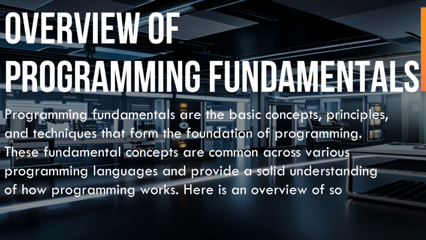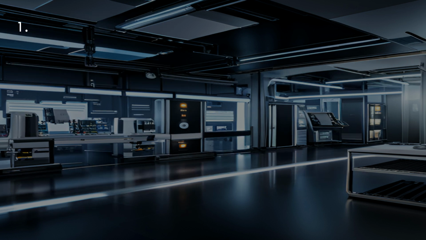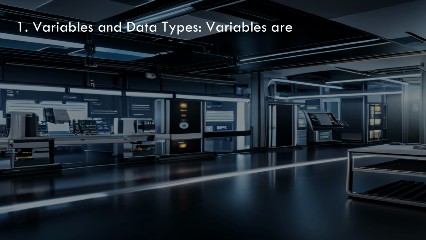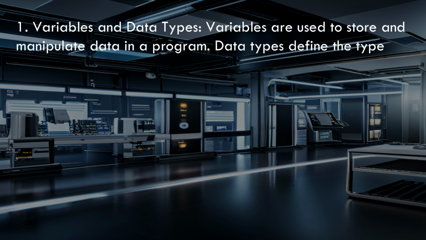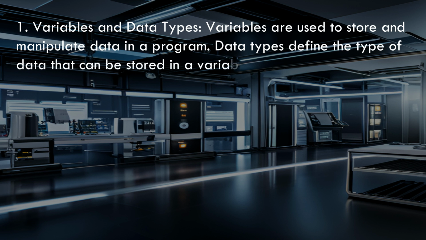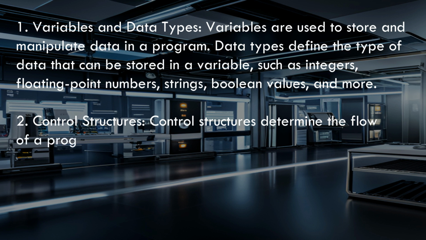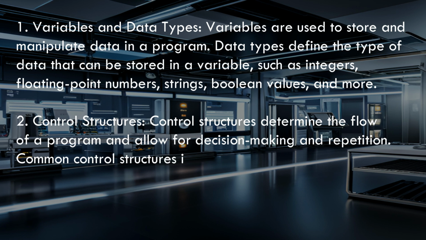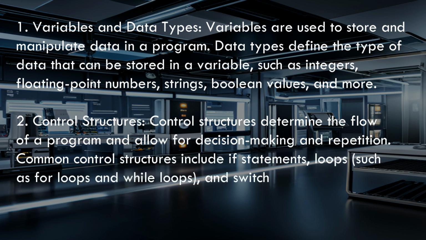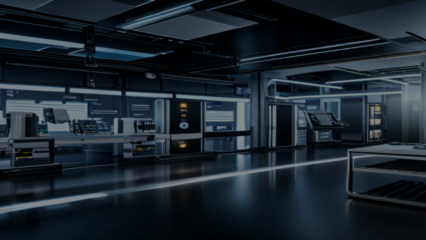Here is an overview of some key programming fundamentals. 1. Variables and data types. Variables are used to store and manipulate data in a program. Data types define the type of data that can be stored in a variable, such as integers, floating point numbers, strings, Boolean values, and more. 2. Control structures. Control structures determine the flow of a program and allow for decision-making and repetition. Common control structures include if statements, loops such as for loops and while loops, and switch statements.